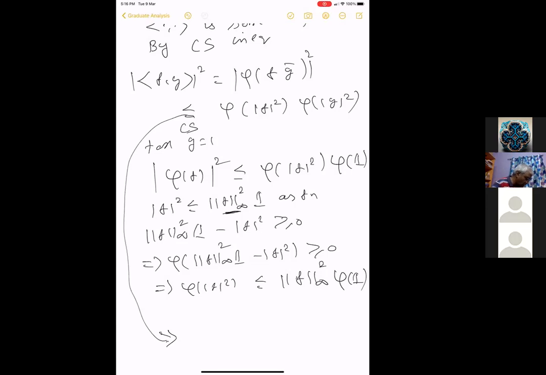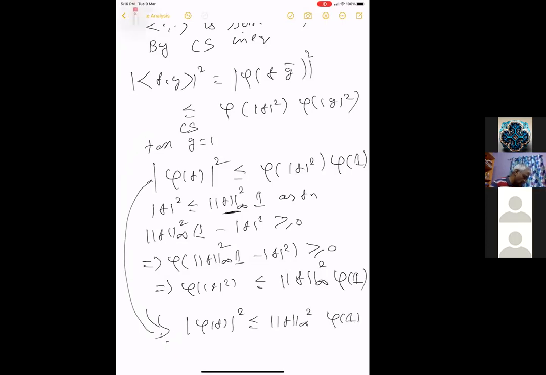So what do we have? Oh no, sorry, not here. I want to bring this. This implies mod phi of f square is less than or equal to norm f infinity square times phi of 1. Phi of 1 is a positive number. 1 is a function which is greater than or equal to 0, so phi of 1 is also positive, so there is no problem.